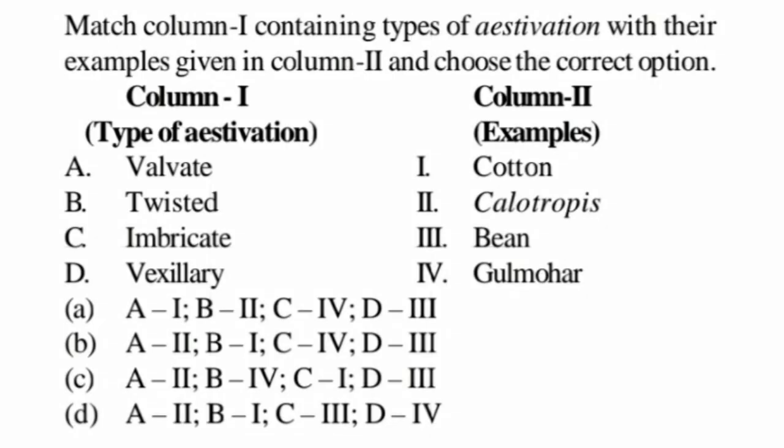Next, match the following question. Match column 1 containing types of estivation with their examples given in column 2 and choose the correct option. Okay, in column 1 types of estivations are given, there are 4 types and their examples also given. You have to be a bit careful about the examples, you must learn the estivation and the examples. Okay, so valvate, which is normally seen in Calotropis, whereas twisted, which is seen in cotton, and imbricate, which is seen in gulmohar, and vexillary, which is seen in the bean. So option B is correct for this question.